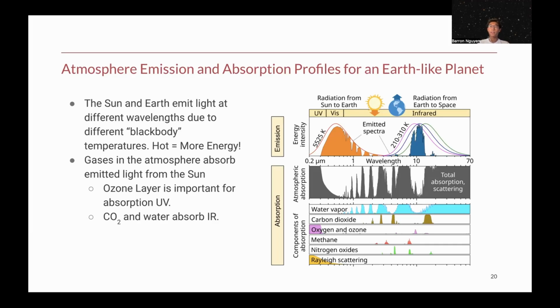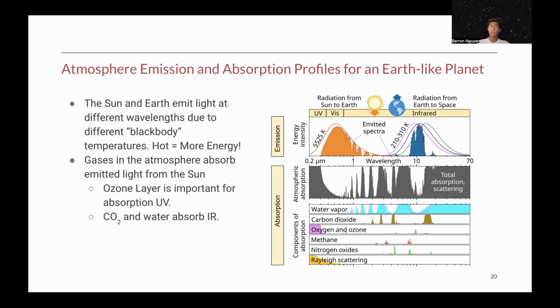Why preserving the ozone layer is so important is because it absorbs a lot of that UV light emitted from the sun. And if you can see on the bottom panel, the components of absorption, and we look at oxygen and ozone, all that pink is really in the UV range. So that's really important for making sure that UV light doesn't reach the surface of the Earth.